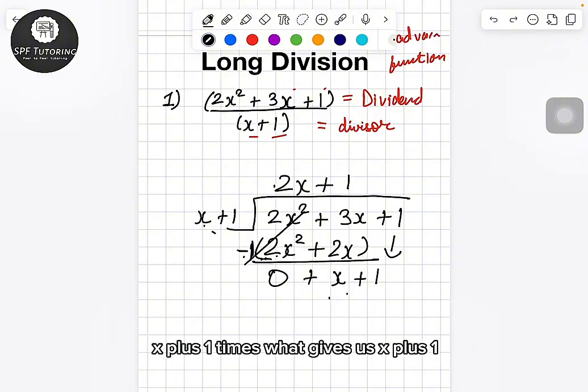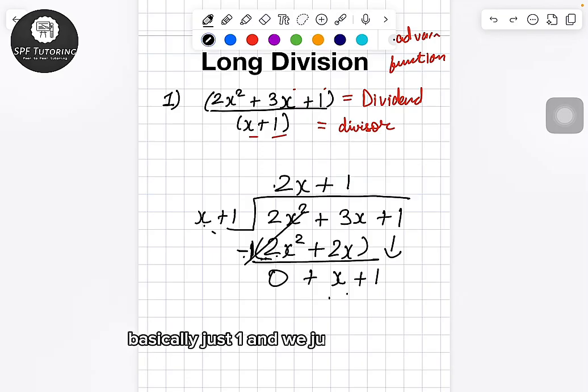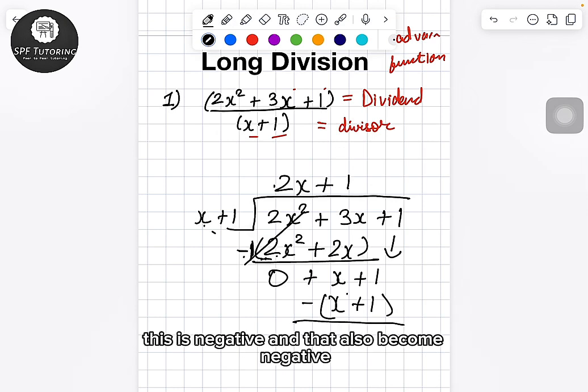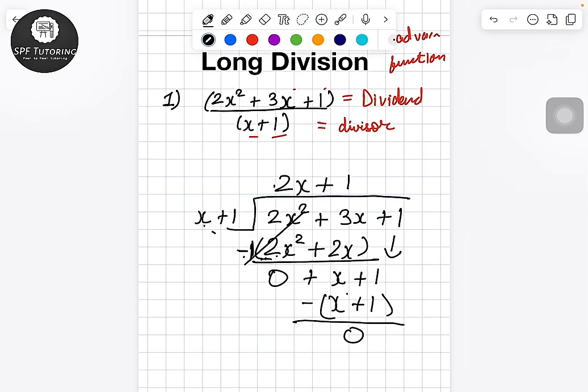x plus 1 times what gives us x plus 1? Basically just 1, and we put x plus 1. And don't forget to put the negative sign. So we bracket it and put a negative. This is negative, and that also becomes negative. That basically gives you 0. This 0 is basically the remainder, and this is our quotient.